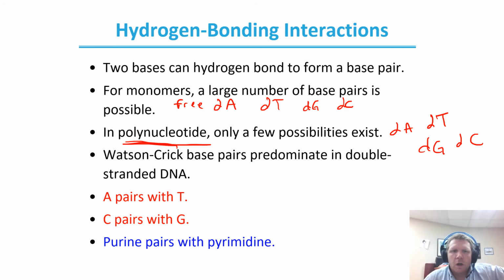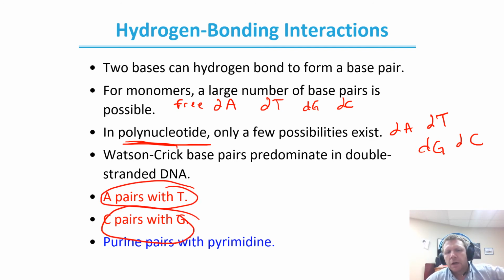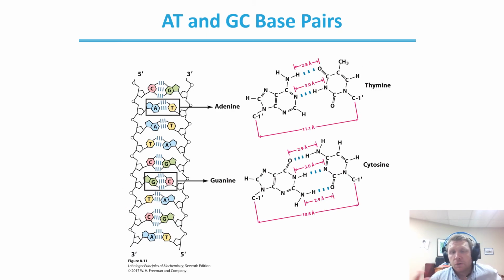And that's the Watson-Crick base pairing that predominates. So A pairs with T, C pairs with G. What that also amounts to is a purine pairs up with a pyrimidine in a polynucleotide structure. So to visualize that, here we've got adenine and thymine. Here's the larger of the two rings in our adenine molecule, and here are the corresponding places in which a hydrogen bond is formed between A and T.